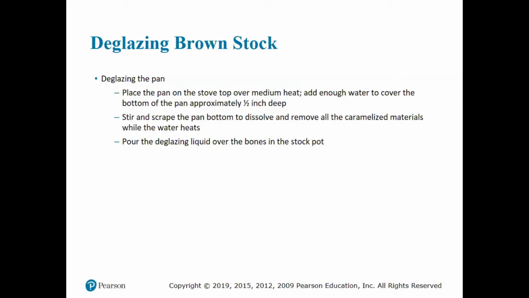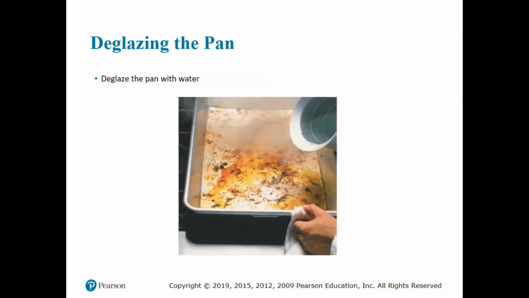So you would put the pan on the stovetop, add a little bit of water to the bottom, and then scrape the bottom of the pan to dissolve any of the caramelized material that's there. And then that liquid goes into the stock pot as well, again, adding more color, adding more flavor. Visual of pouring the water on the stovetop with burners going to deglaze the pan.